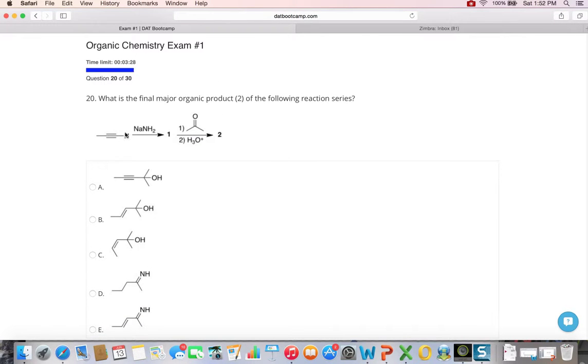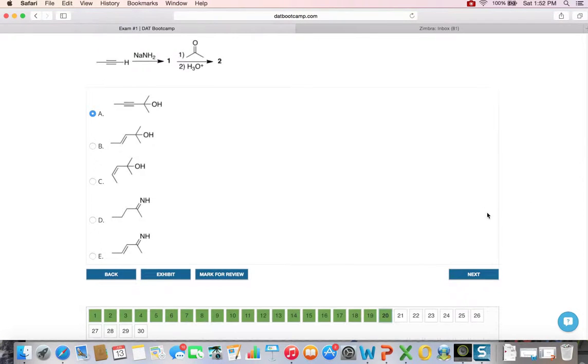What we'll do here is we'll remove the alpha proton, and then it will attack acetone, and we'll get an alcohol. So A looks really good. I'm still going to have the triple bond, so get rid of B, get rid of C, get rid of D, get rid of E. Again, the distracting answers that they're putting on this test aren't very close, so that makes them easier to answer.